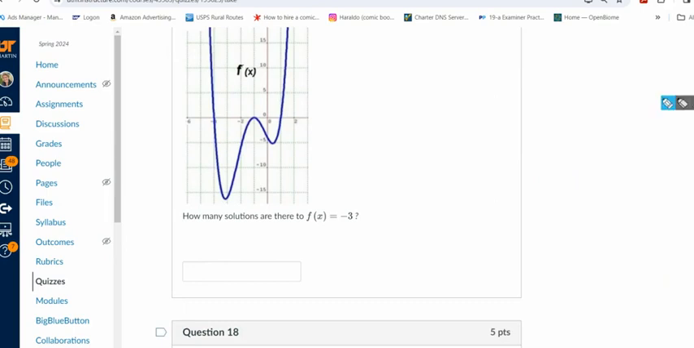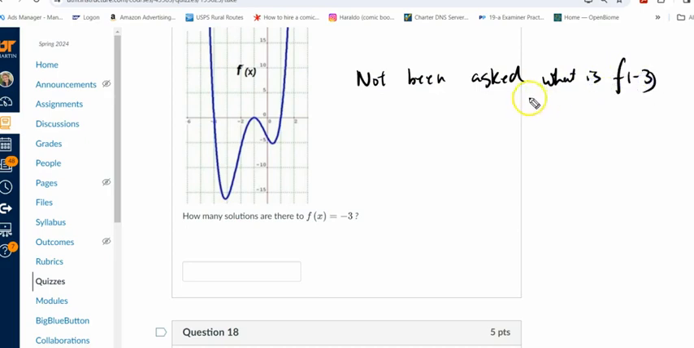Now, you have not been asked what is f evaluated at -3. You have not been asked that. And if that had been the question, it's hard to tell from this graph, but it looks like the answer would be around -16. But that's not the question you have been asked.